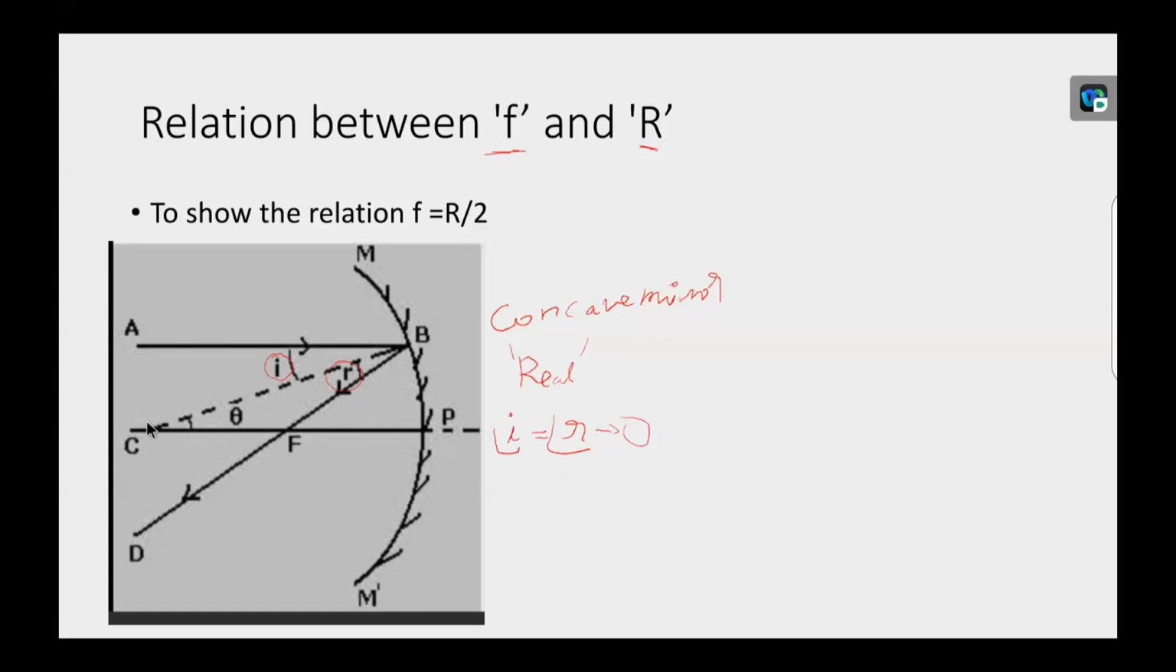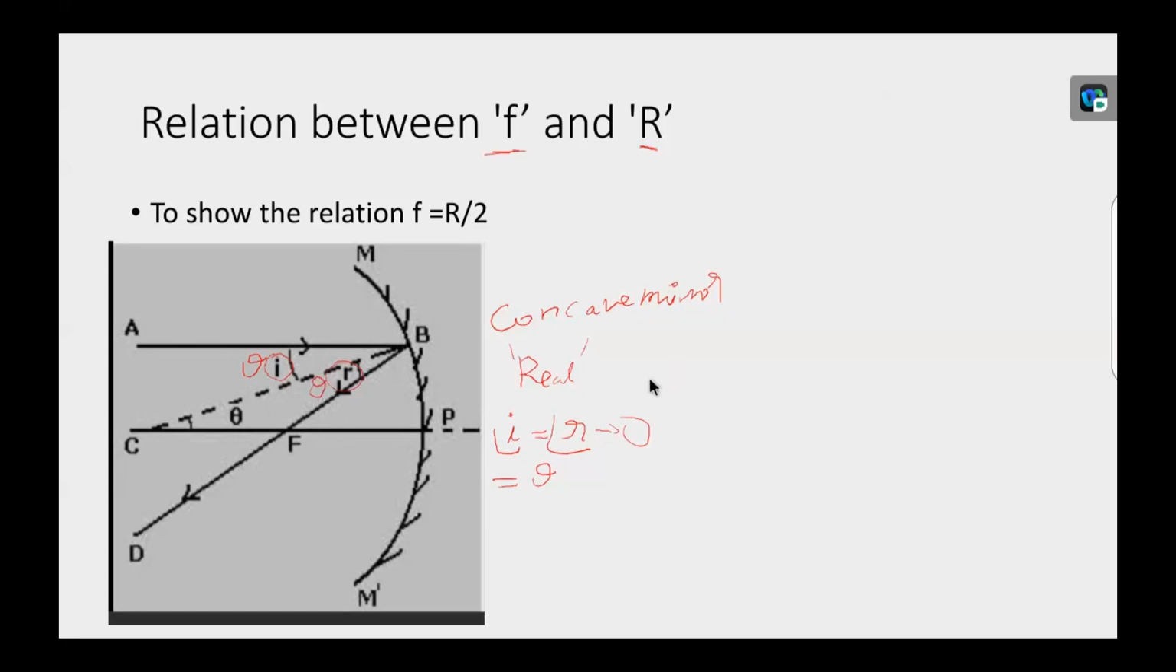Similarly, here the line drawn from the center of curvature to point B divides the angle between the incident ray and reflected ray into two equal halves. That's why we have I equal to R. Now, the angle subtended at C we have taken as theta. Angle I equals angle R, both are equal to theta. That's why instead of I I will write theta, and R also I will write theta.